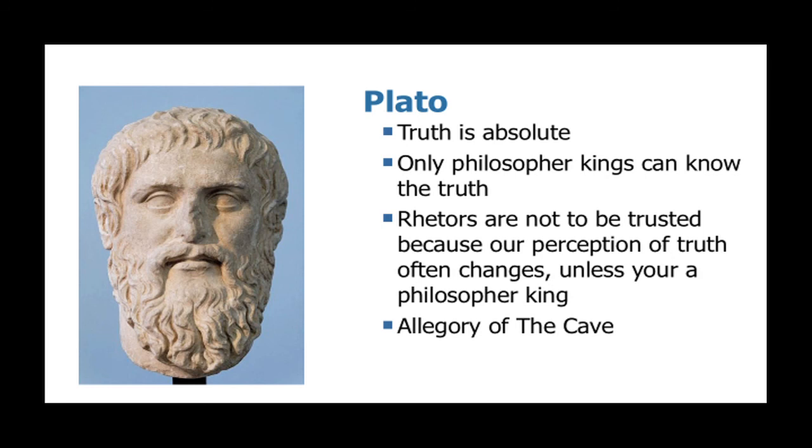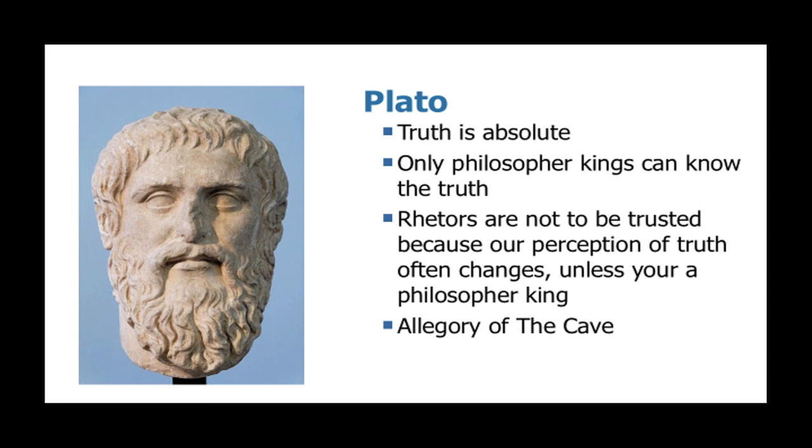Plato disagreed. He argued that truth is absolute and only philosopher kings can know the truth. He argued that rhetors could not be trusted because our perceptions of truth often change, unless, of course, you're a philosopher king, as he described in the Allegory of the Cave. The Allegory of the Cave describes how only philosopher kings can access the truth. Plato was a philosopher king, so he could tell the Allegory of the Cave because he was able to access the truth. He argues that humanity is really trapped in a cave, being forced to stare at shadows dancing on a wall. These shadows are created by a fire behind those individuals that they are unable to see.